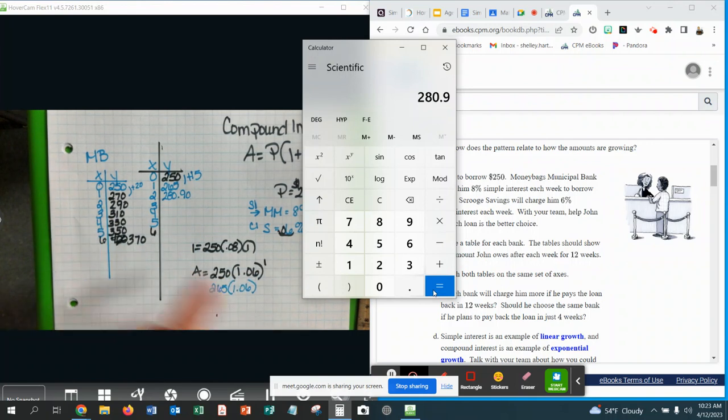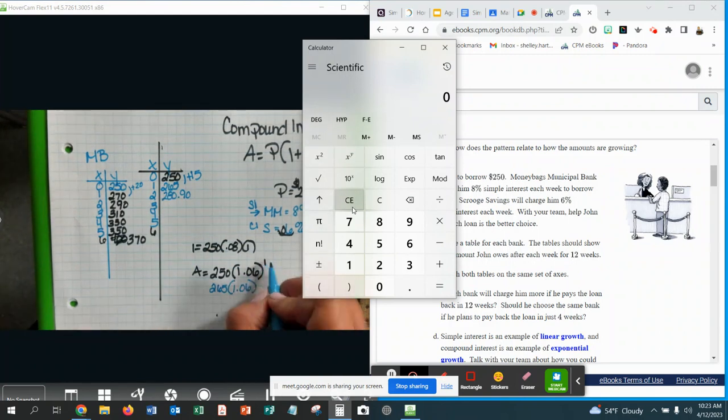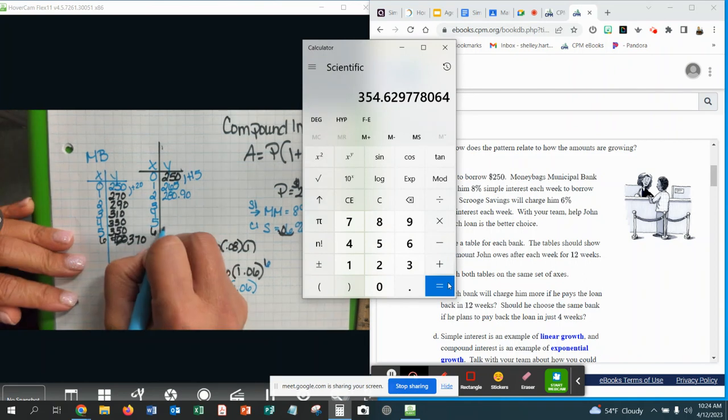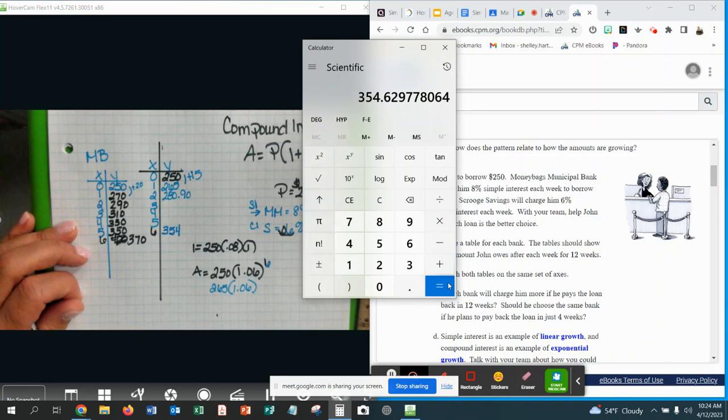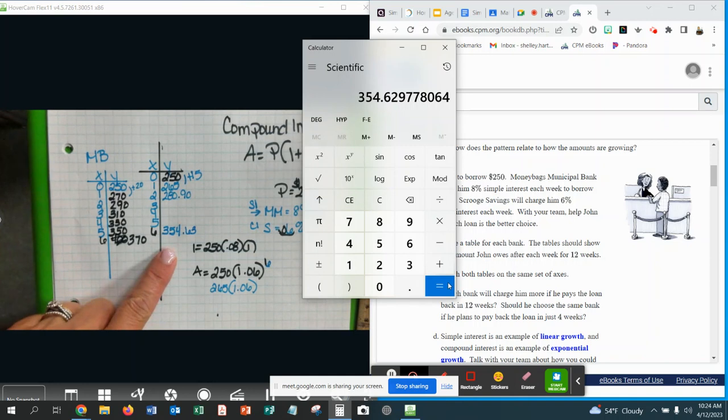But let's take a look at week 6. We plug it in, so we're gonna go at 250, but we're gonna change this to week 6, just like that. So 250 times 1.06 special button 6 equals 354.63. It's still pretty small compared, right? Nod with me. Yes, Miss Harder.